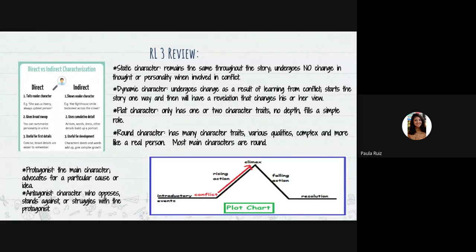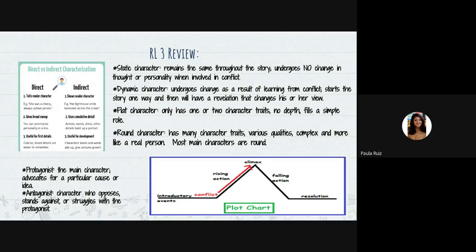I think you should be pretty familiar with these because I know you've covered these in all of your past years, but we'll just quickly go back over these. We'll start with what a static character is. The static character remains the same throughout the story, undergoes no change in thought or personality when involved in conflict. Compared to a dynamic character, who undergoes change as a result of learning from conflict, or starts the story one way and then has a revelation that changes his or her view.